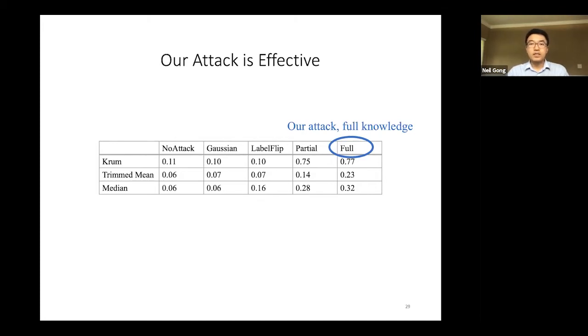The numbers in this table are testing error rates of the global models learned by different methods under different attacks. For example, this number, 0.75, means that the global model learned by Krum under our attack in the partial knowledge scenario has a testing error rate of 0.75. So as we can see from this table, our attacks can significantly increase the testing error rate of the global models learned by Byzantine-robust methods.